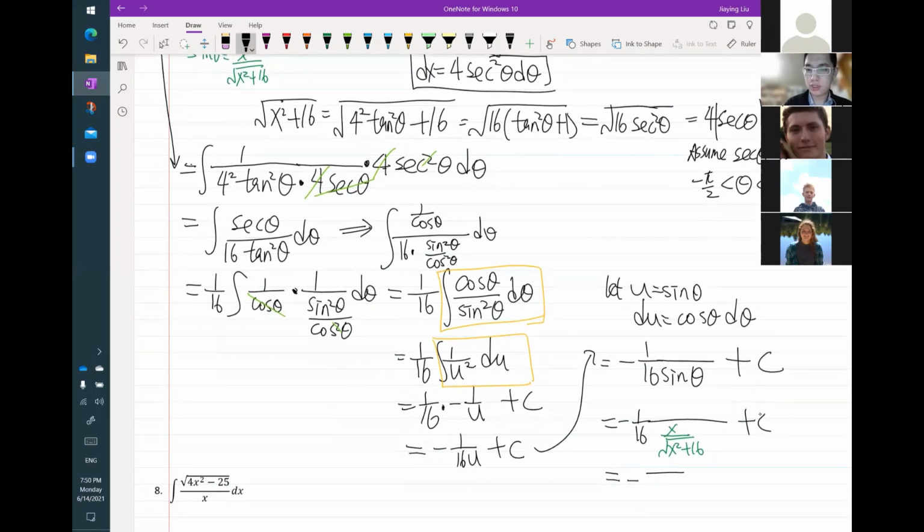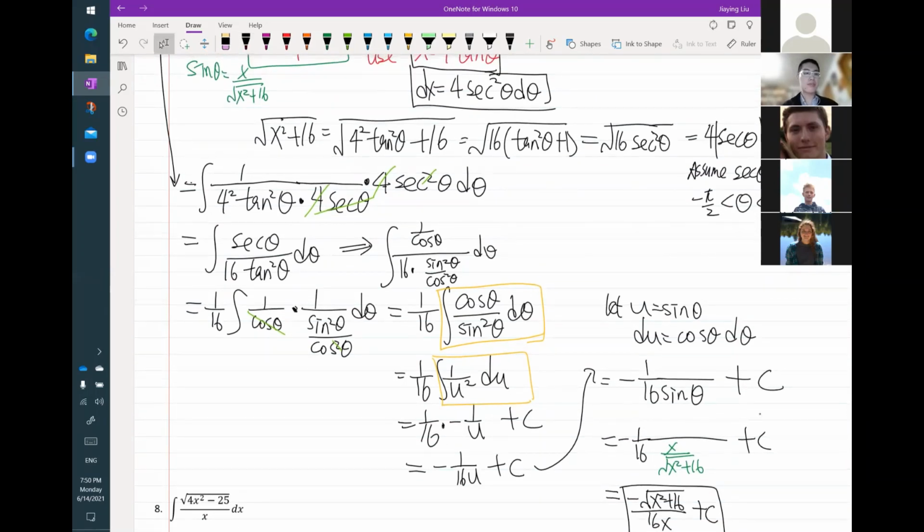So that's negative square root of x squared plus 16 over 16x plus a c. That's just after rewriting everything. All right, I'm going to stop there. 7:50.